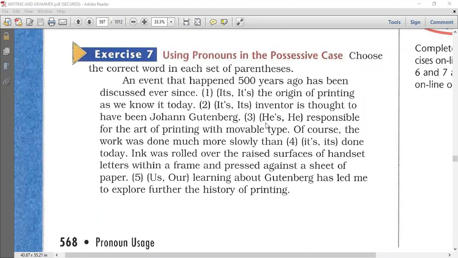Number 3, he's or he is responsible for the art of printing with movable type. Number 3, however, who's ready to answer? Okay, Jana, Walid, go ahead. He is. He is, good. He is responsible for the art of printing with movable type, of course. The work was done much more slowly than it's done today. Ryan, can you do 4? Ryan, are you there?